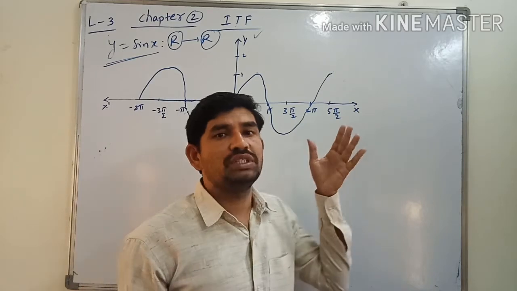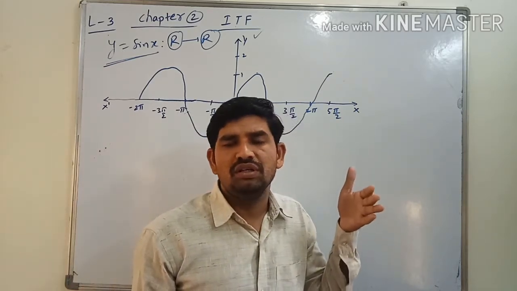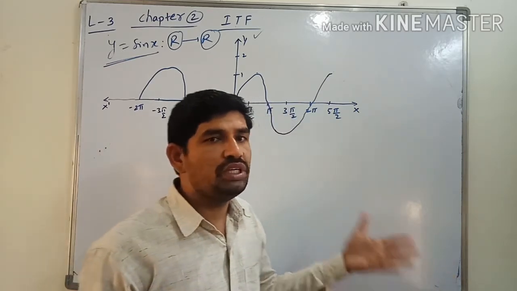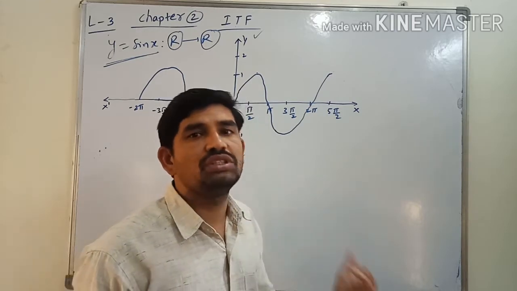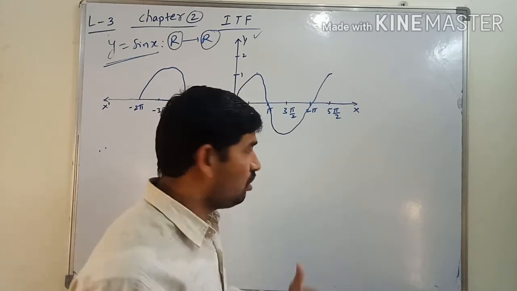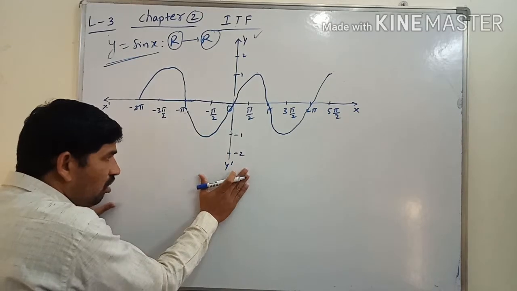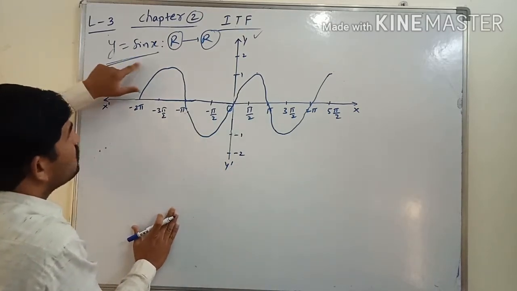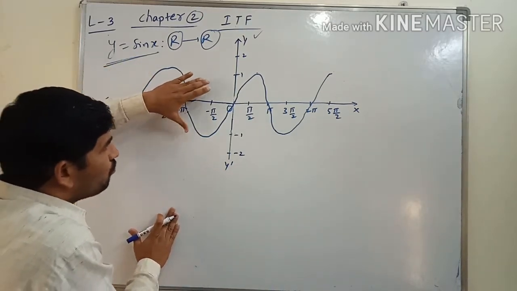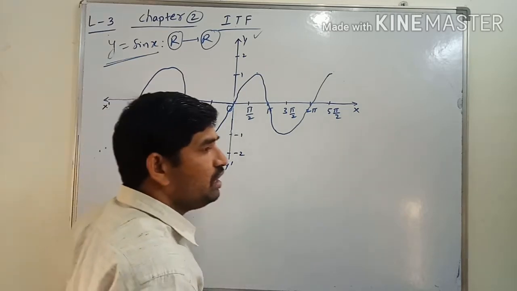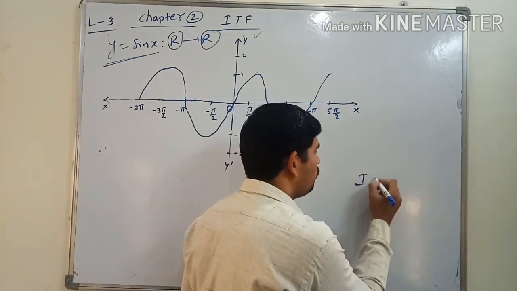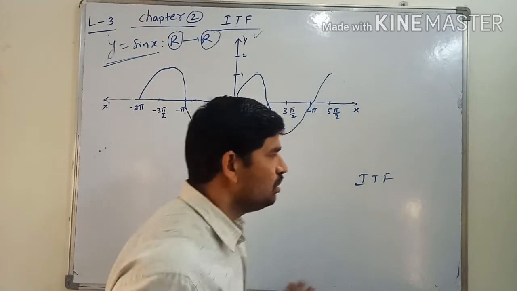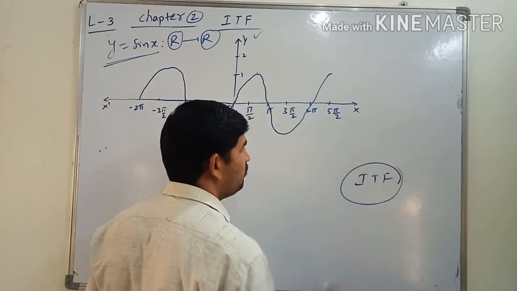We know that in the first PUC, that is the 11th standard, we also completed the graphs of sine, cos, and all six trigonometric functions. So I am taking that graph here, the sine graph. Now from this I am going to define the inverse trigonometric function. So what does the inverse trigonometric function mean?